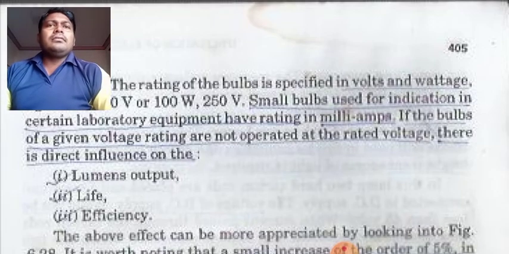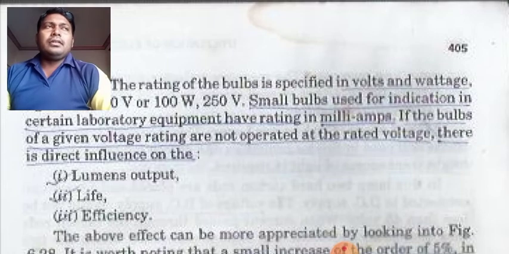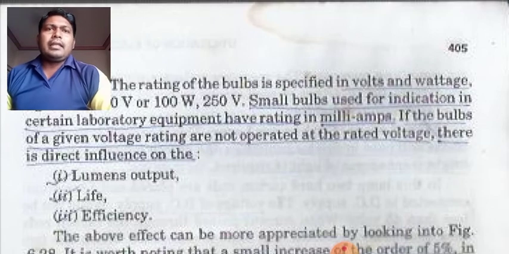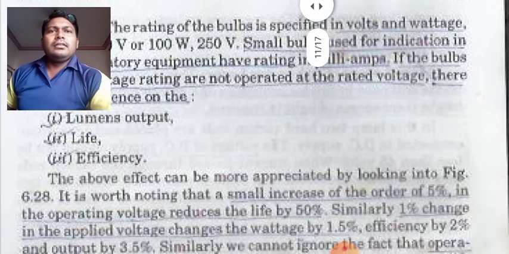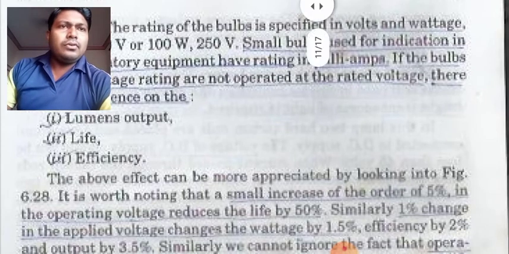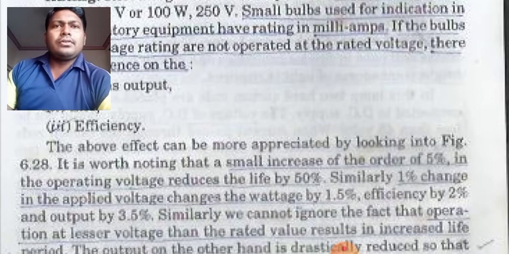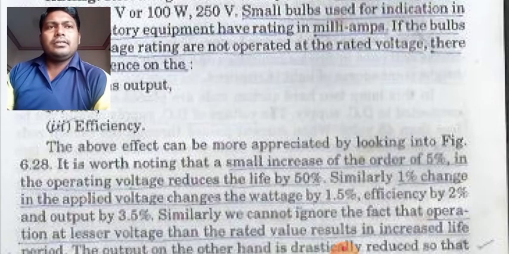So the consequence of applying some different voltage, if we do not apply the rated voltage, will be that its lumens output will be different, its life will also be affected, and your efficiency will also change. The above effect can be better appreciated by looking at figure 6.28. I will show you the figure, let us have the theory first.